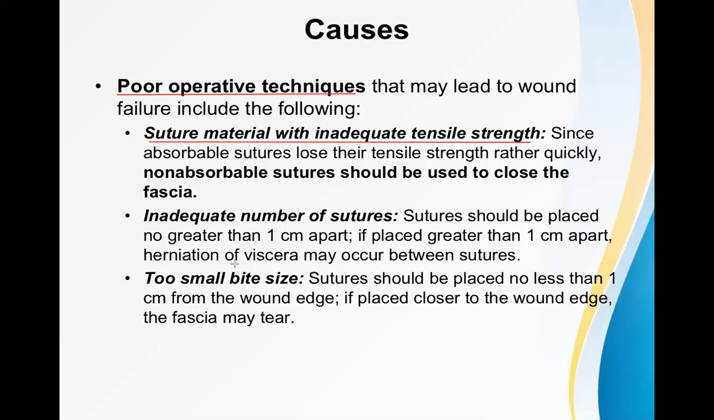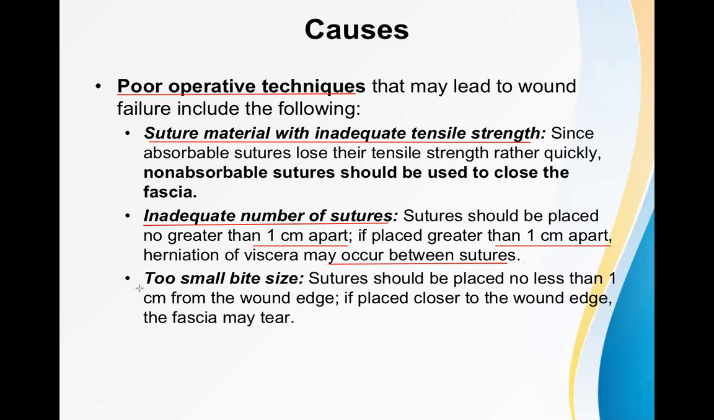It stays there. Another one is an inadequate number of sutures. Sutures should be placed no greater than 1 centimeter apart. If placed greater than 1 centimeter apart, then herniation of viscera may occur between the sutures. That is not properly done. Probably the person who is suturing that wound is not paying proper attention. He is in a hurry, and that is not a good thing to do. That is far apart sutures.